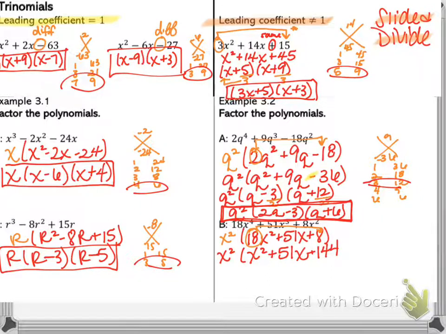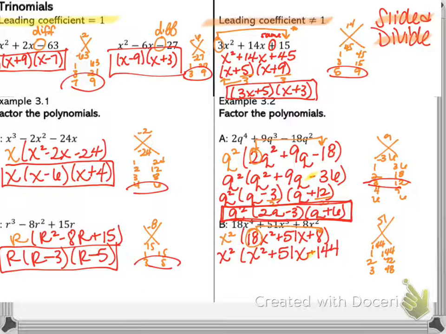So we're going to do our x factor with 51 on top and a 144 at the bottom. And I think I was looking at a previous problem because I definitely put negative 8 right there. Shame on me. That's going to be a positive 51. So the factors of 144 are 1 and 144, 2 and 72, 3 and 48. And I could keep going, but I actually see my answer at this point. 3 plus 48 gives me that 51 that I'm looking for.